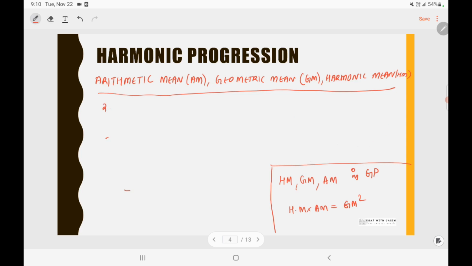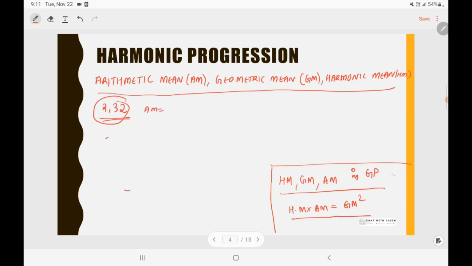Let us say 2, 32. So these are two numbers. The thing that I have written here, the relation between harmonic mean, geometric mean and arithmetic mean in GP, is that harmonic mean into arithmetic mean is equal to geometric mean square. This is applicable for the arithmetic mean, harmonic mean, and geometric mean of two numbers. So I am taking two numbers, 2 and 32.